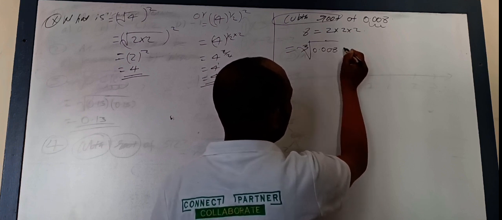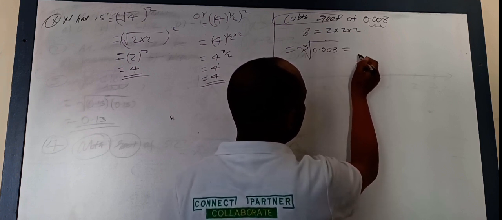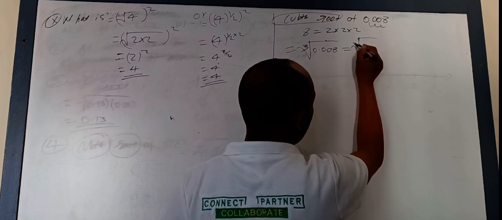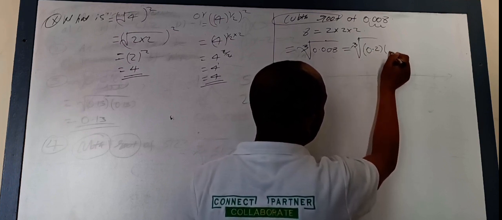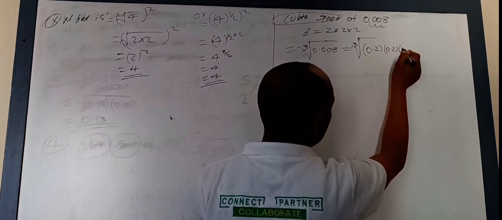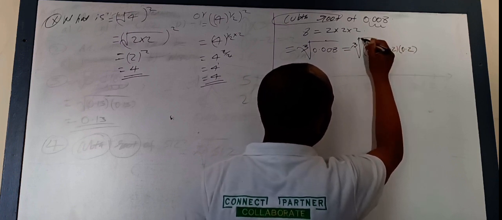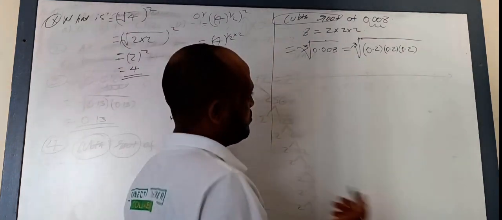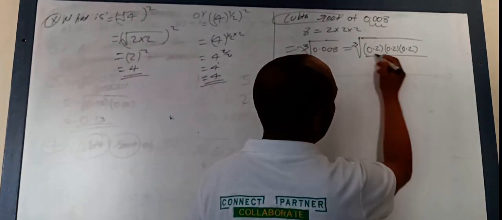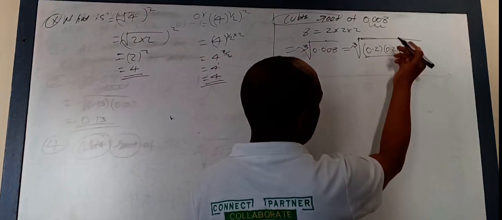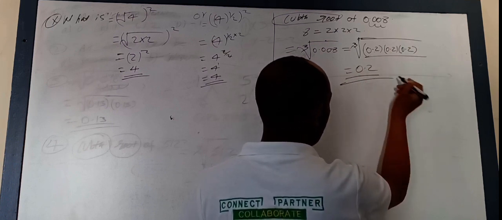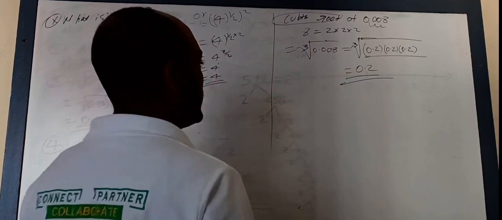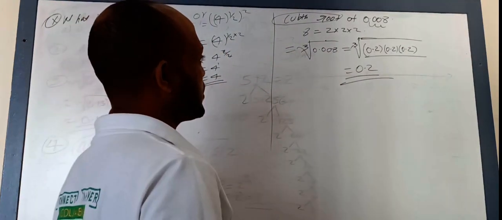0.008. So this can be written as the cube root of 0.2 times 0.2 times 0.2. So we're going to take out one from the 3 repeated numbers, we can take out 0.2. This is the answer. Excellent.